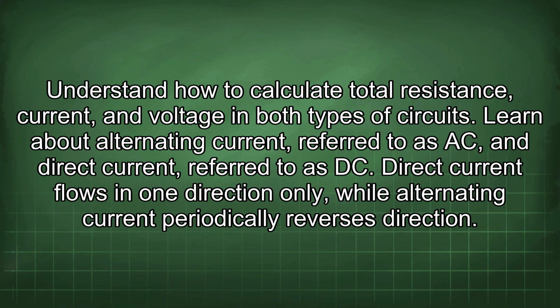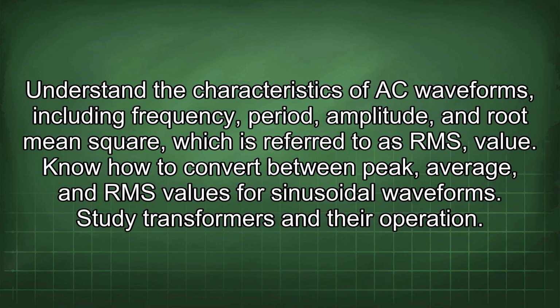Learn about alternating current, referred to as AC, and direct current, referred to as DC. Direct current flows in one direction only, while alternating current periodically reverses direction. Understand the characteristics of AC waveforms, including frequency, period, amplitude, and root mean square, which is referred to as RMS value. Know how to convert between peak, average, and RMS values for sinusoidal waveforms.